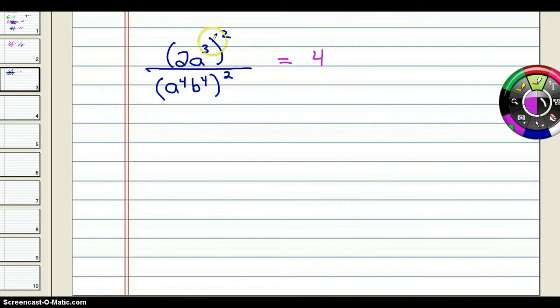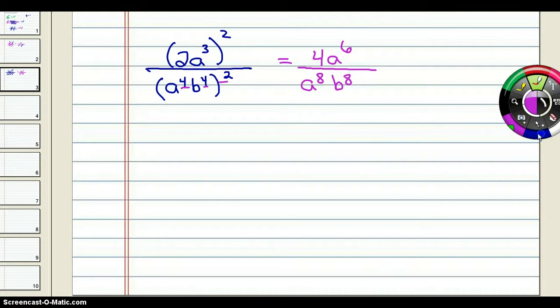And then we learned a to the third to the second power on our last video was a to the sixth, that we can multiply those. So 3 times 2 is 6. So we get 4a to the sixth in the numerator. And then in the denominator, we're going to do the same thing. This squared right here belongs to the b to the fourth and the a to the fourth. So when you see a to the fourth squared, because there's a parentheses, we use the power of the power rule. We're going to multiply the exponents. So 4 times 2 is 8. So on the bottom I have a to the eighth. And then we do the same thing with the b's. We have b to the fourth squared, so that's b to the eighth. So a to the eighth, b to the eighth.